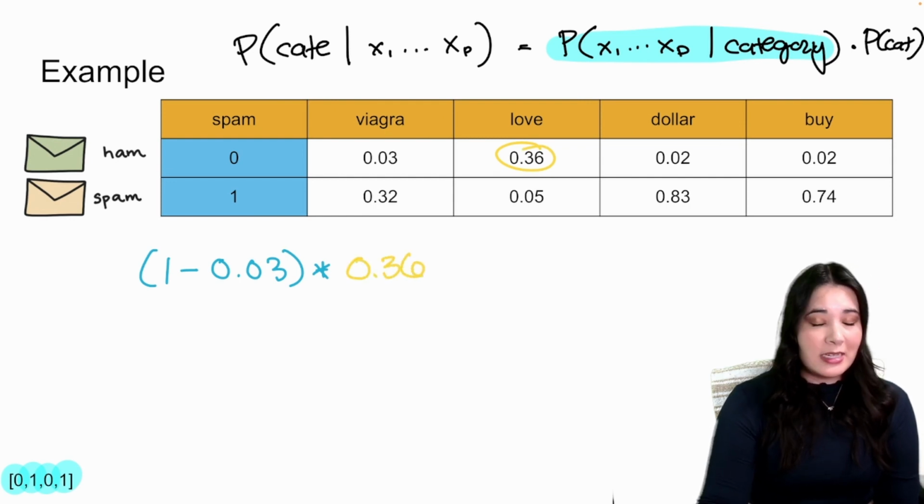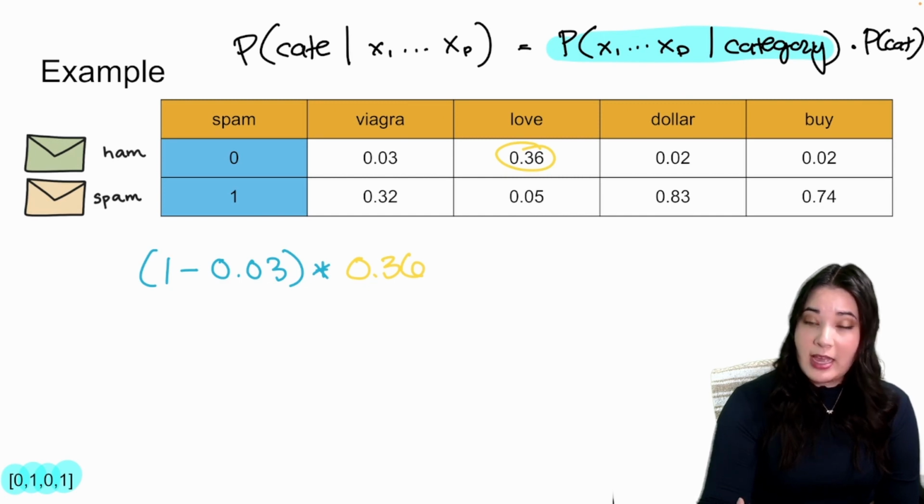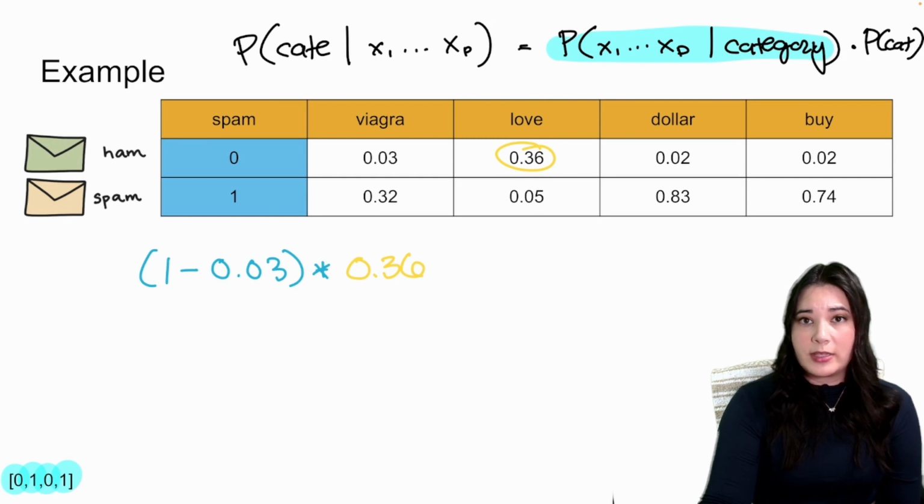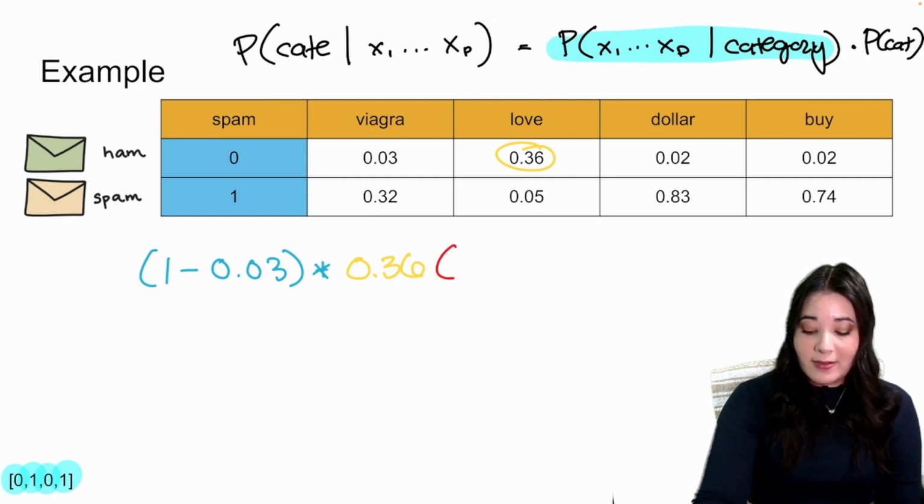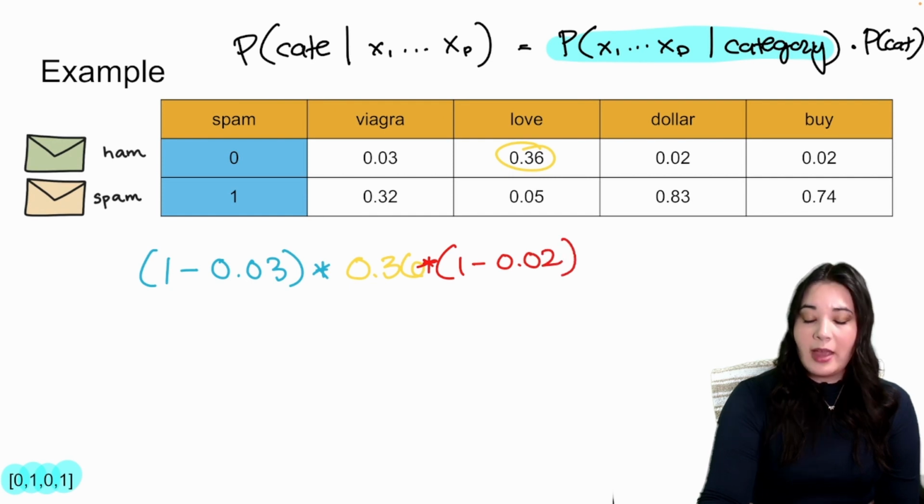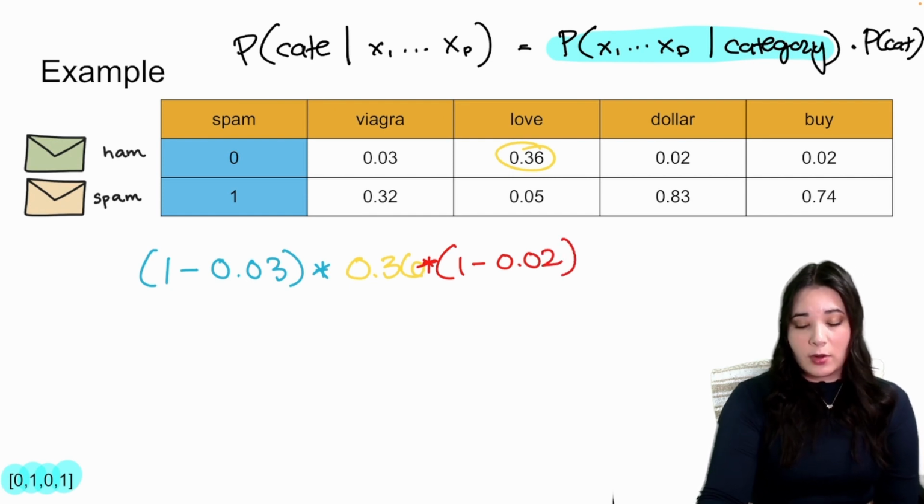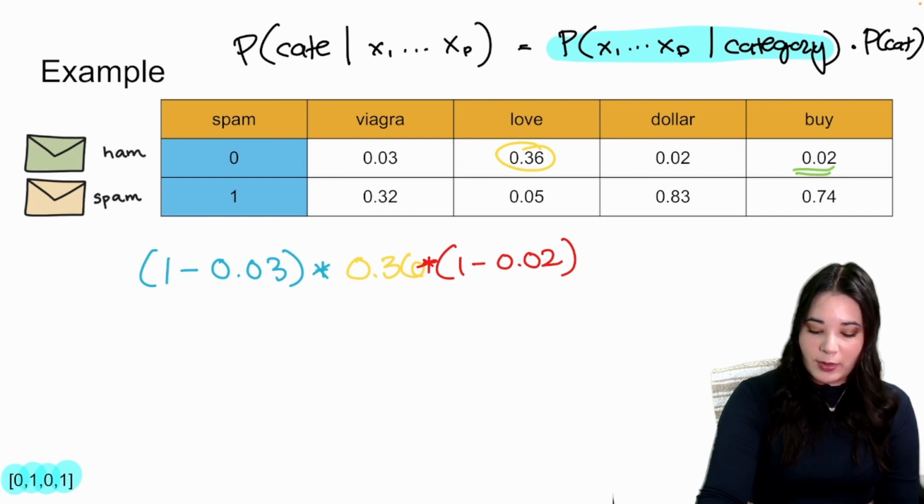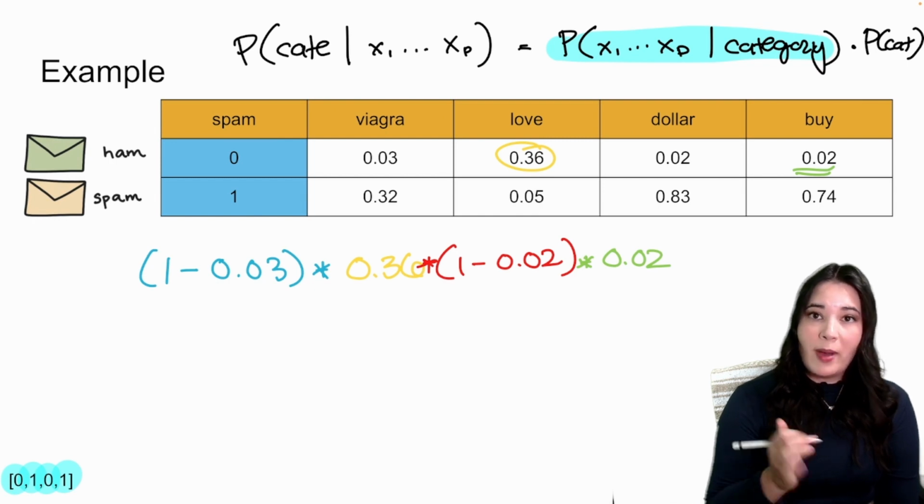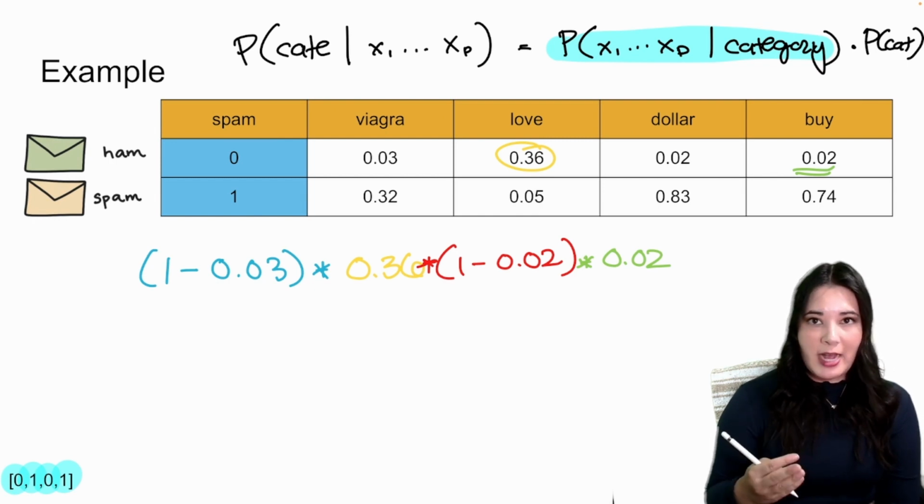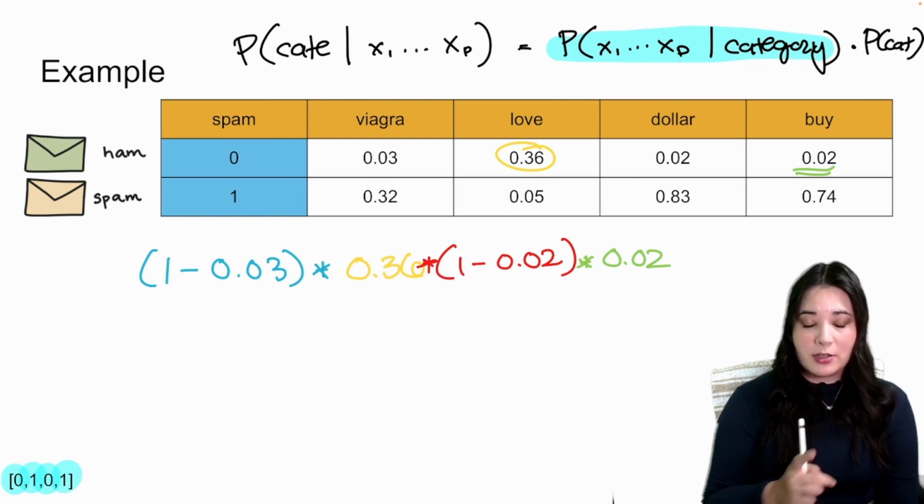Now, my email did not say the word dollar. In a ham email, the probability of an email saying the word dollar is 0.02. So the probability of not would be 1 minus 0.02. And finally, my email did have the word buy. The probability of seeing that in a ham email is 0.02, so I'm going to multiply by 0.02. Remember, the reason we're able to just multiply is because we're assuming that these predictors are independent.